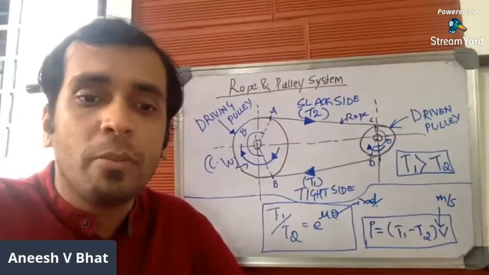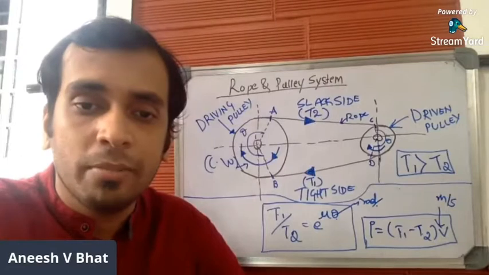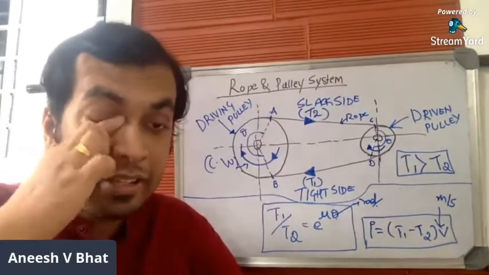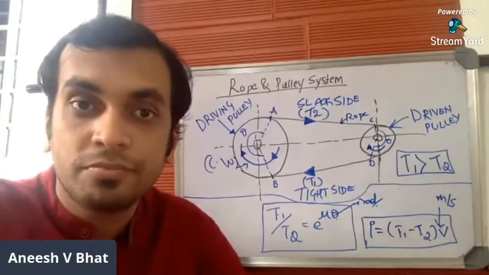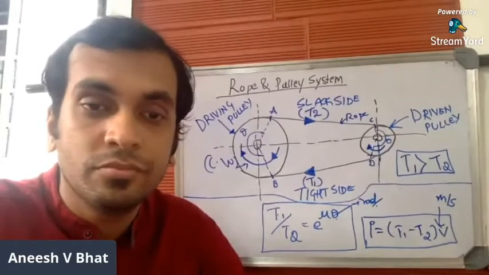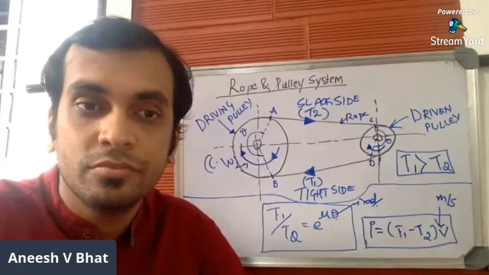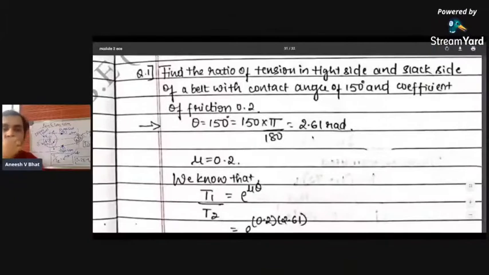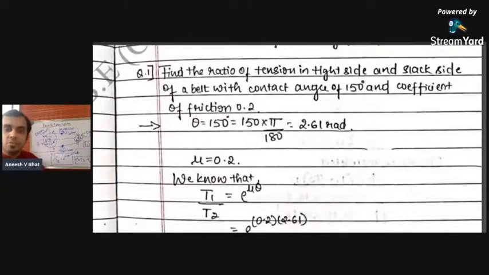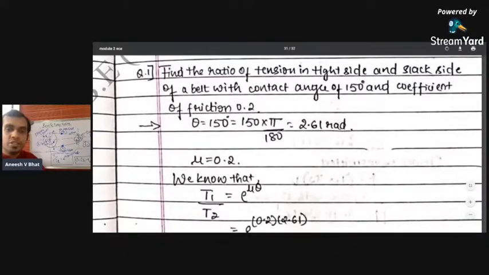Let us go through the problems one by one. I'll just share and show you the problems. Yes. So this is the first problem. Hope you can see the shared screen. This is the first problem, or problem number 1. Find the ratio of tension in tight side and slack side of a belt with the contact angle 150 degrees and coefficient of friction 0.2.